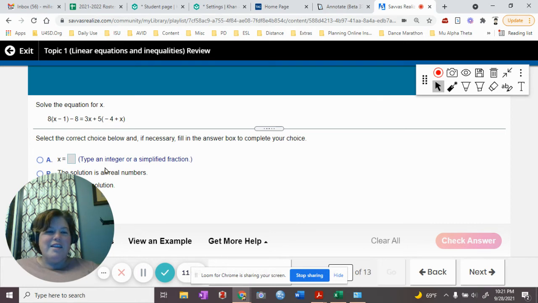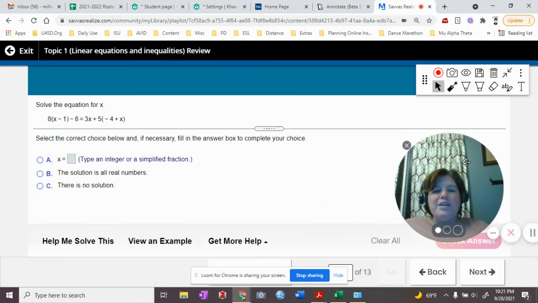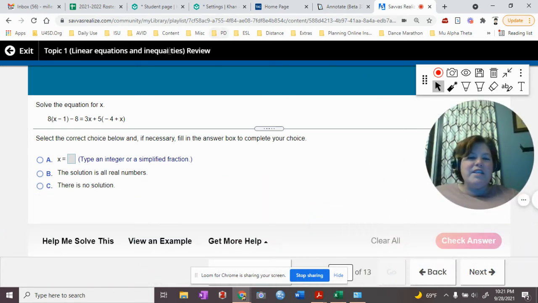Let's do this. It says, which of these is correct? Is this an equation that has one solution, it equals a specific number, or does it have infinitely many solutions, so all real numbers, or is there no solution? And the only way to do this is to simplify first.